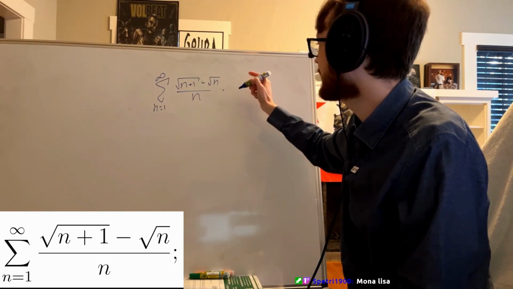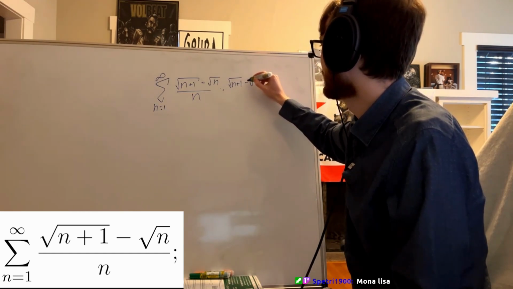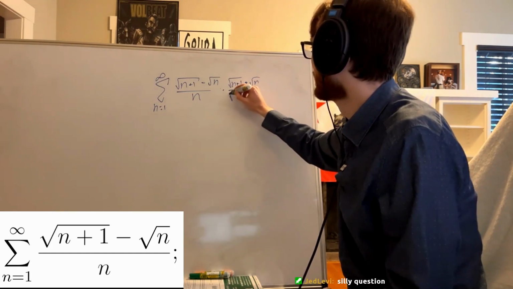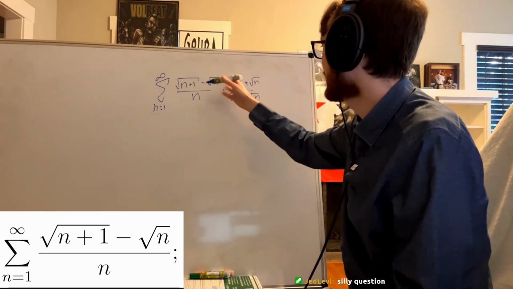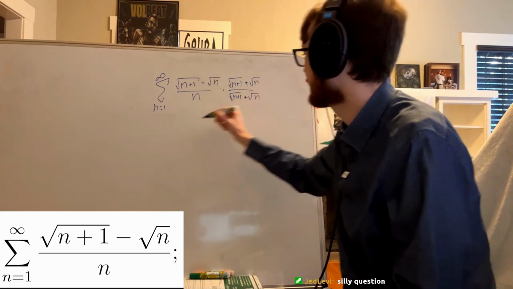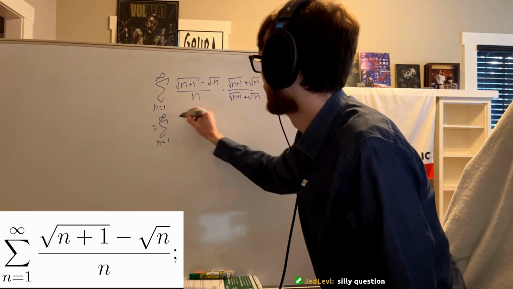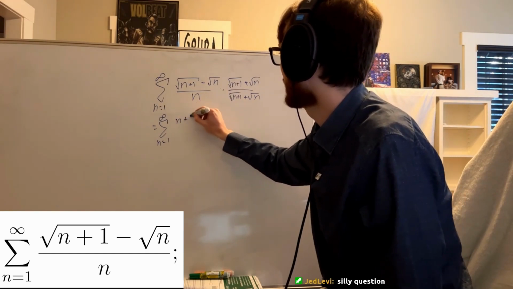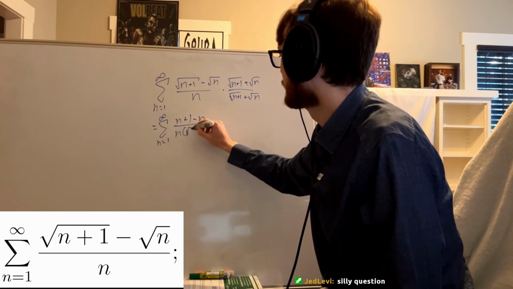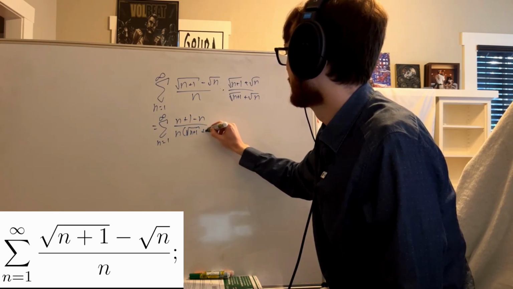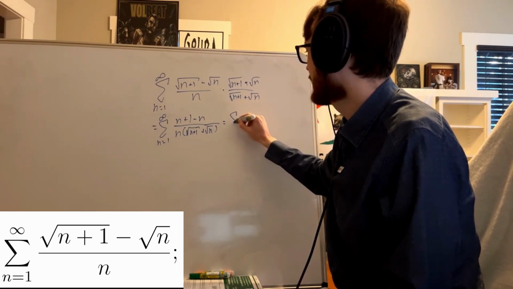Oh, maybe we can get a p-series if we do that. Or we can compare it with the p-series. Because this, we get all the n's on the bottom, and hopefully we get something simple up top, like just a 1 or a constant. n plus 1 minus n, good. n times root n plus 1 plus root n. Okay, so we just get 1 on top, which is perfect.